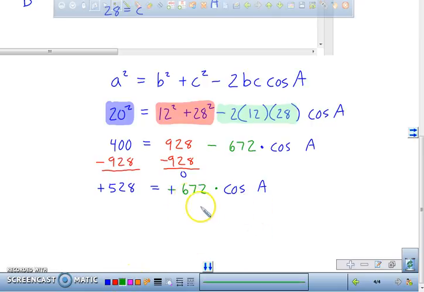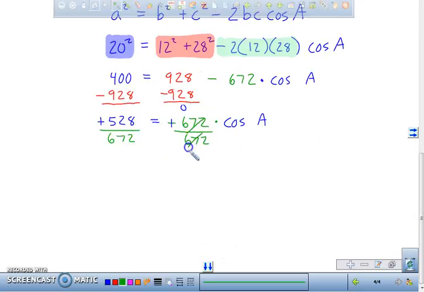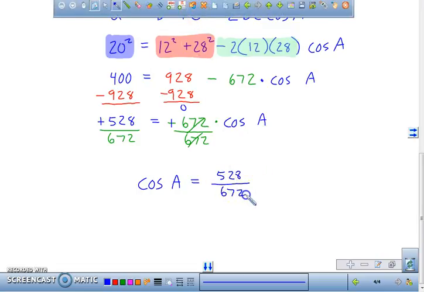So what we're going to do next is I'm simply going to divide this side by 672, and I'm going to divide this side by 672. Let's think about what we have. These will cancel to a 1, and you will have the cosine of capital A equals the fraction of 528 over 672. Now this is where you guys need to apply the inverse of cosine.